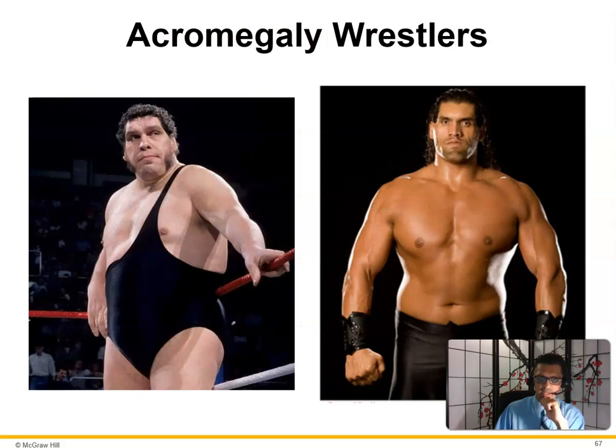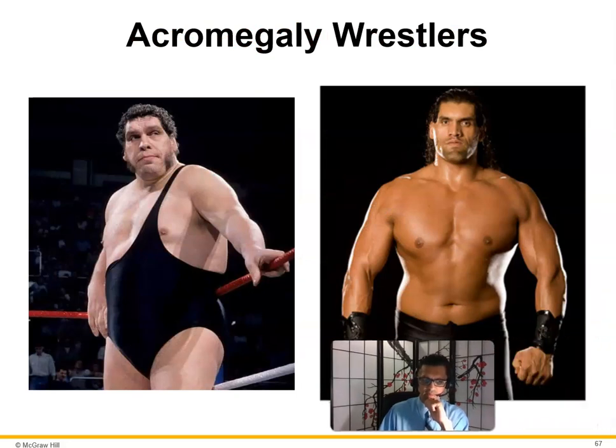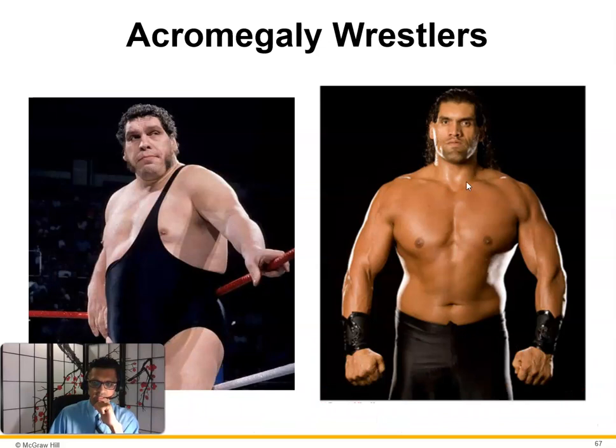I mentioned acromegaly a while back in the lecture, but here's the great Khali and the big Andre the Giant, and you can see overproduction of osteoblasts from human growth hormone. It's overproduction, and usually they don't live as long. It's too taxing on the heart. This is a lot of the wrestlers that are huge, 7'6", Triple H. They have acromegaly, which is overproduction of growth hormone, which can also lead to more deposition of osteoblasts, and then you get a bigger frame.